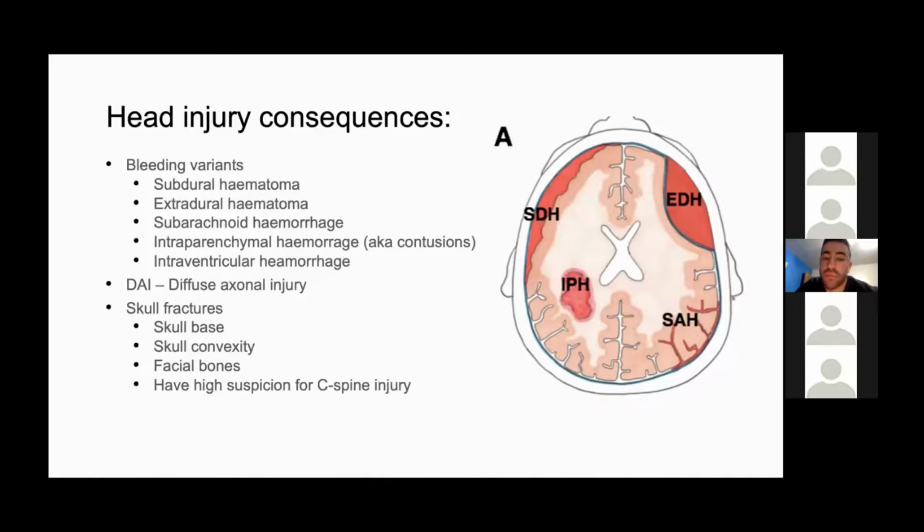And then the last type of head injury consequence is all the different types of fractures that we can get. You can get skull base fractures. You can get skull convexity fractures, which might be slightly easier to manage.